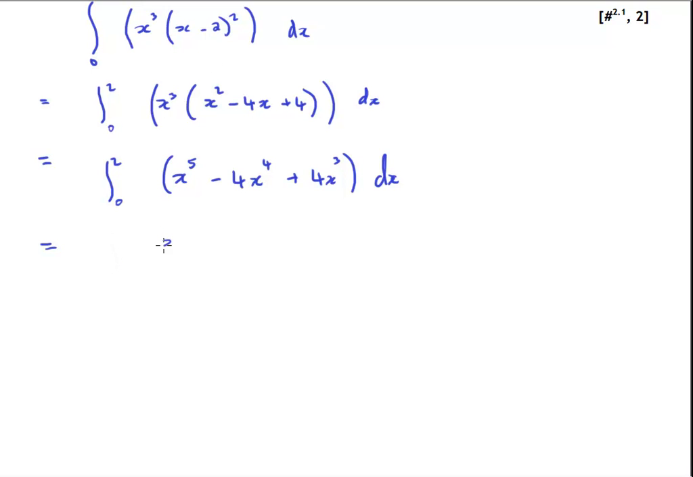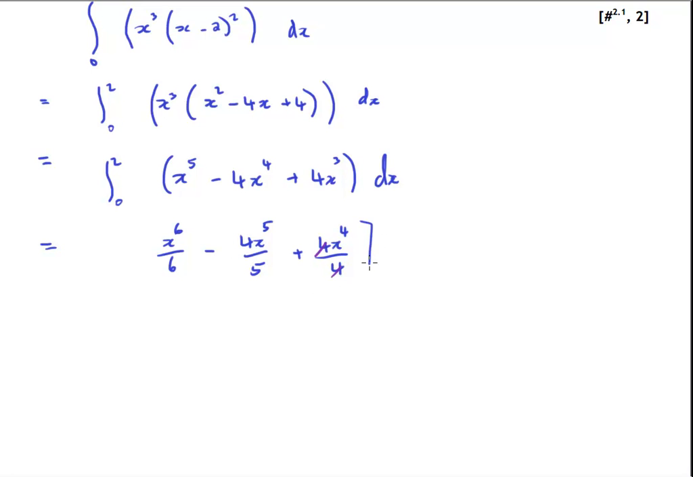Integrating x to the 5 will give us x to the 6 over 6. Integrating 4x to the 4 will go to 4x to the 5 over 5, and integrating this last term, 4x cubed, will go to 4x to the 4 all over 4, which is quite nice because I think we can see that there's going to be some cancelling there. The 4s will disappear and that'll leave you with x to the 4.